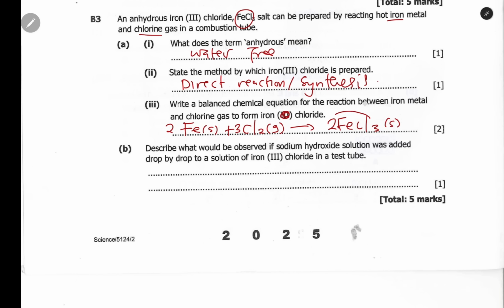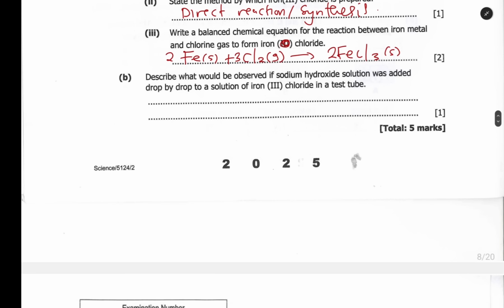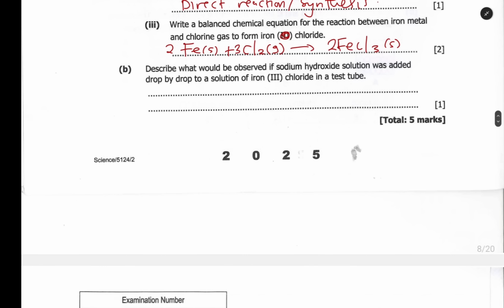If you don't know how to write a balanced chemical equation, I also have a video dedicated just to this part, right on this platform. Have a look at it before you go into an exam or write a test. So this is the balanced chemical equation, and this earns 2 marks. So please counter-check this as you go through.